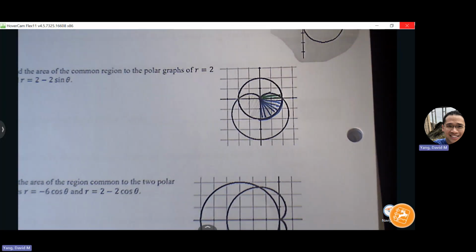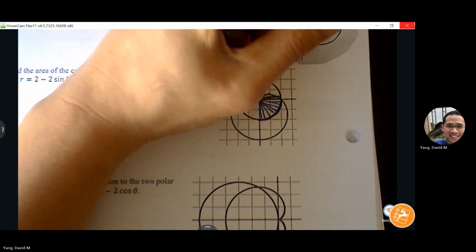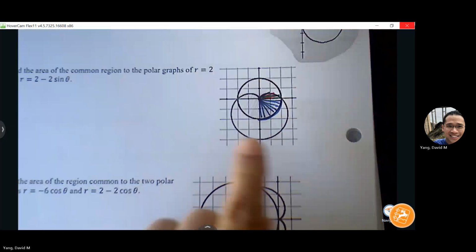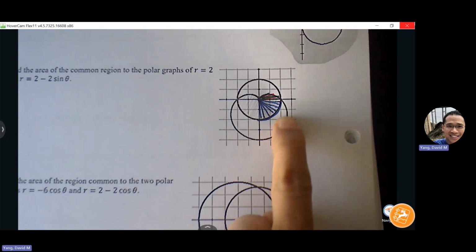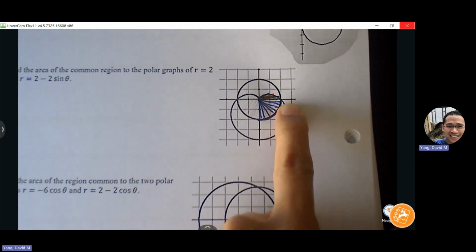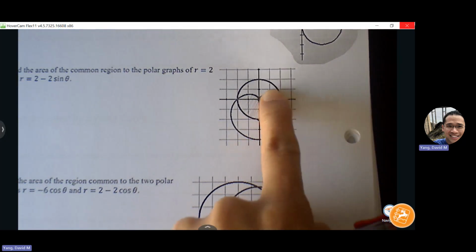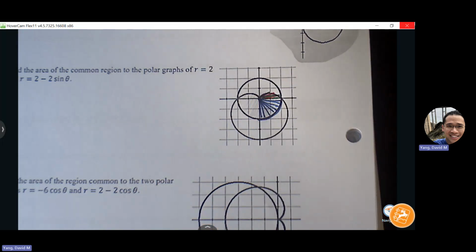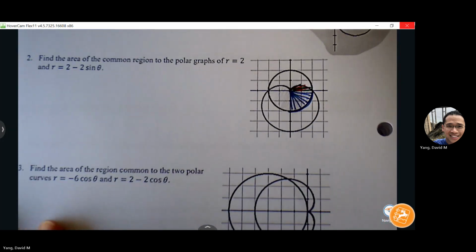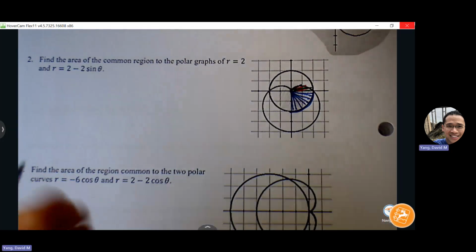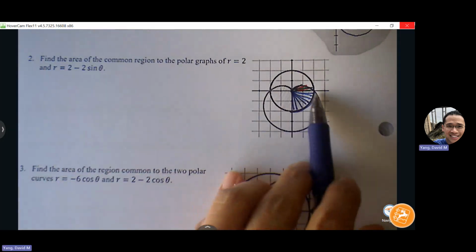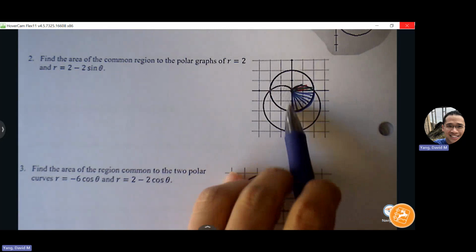All right, maybe I should use like red or something. So then from here to here, it's hitting the circle, and then from here to here, it's hitting the cardioid. There's multiple ways to do this. I'm going to just try to make it all one connected thing.